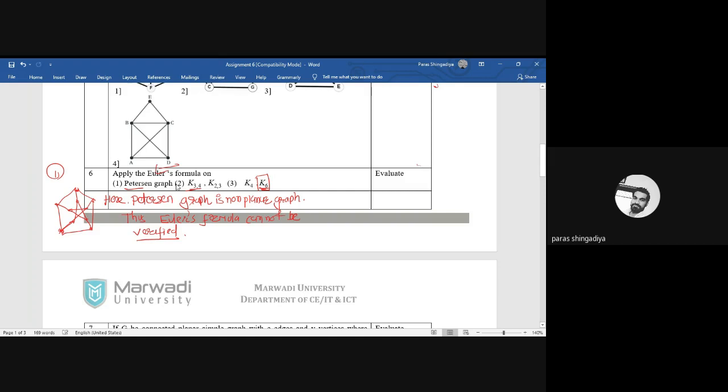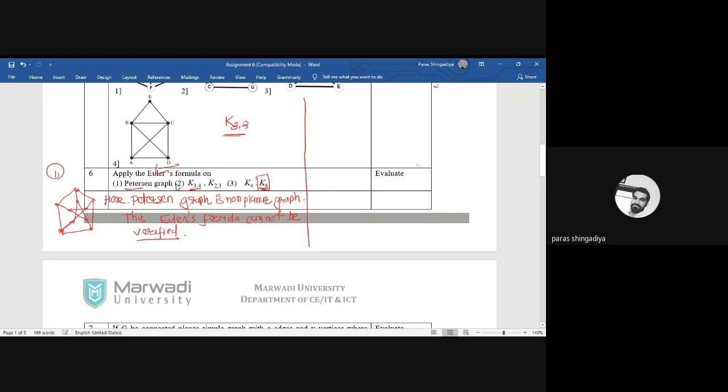Now in the second part, K34 is given. The same argument you can write for the K34 graph. Clear? As we discussed in the lecture session, we have one base, that is K33, and as we know K33 is a non-planar graph. We already verified that; it is Kuratowski's second graph. Clear?